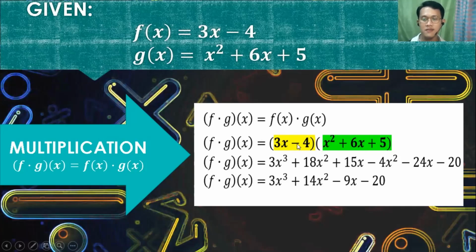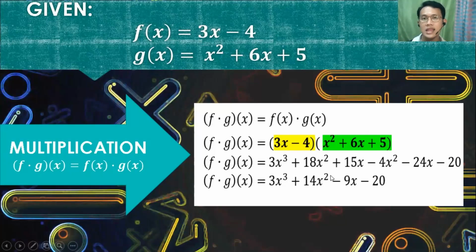Minus, okay, since we have here a subtraction sign, so minus 4 times x squared, that is negative 4x squared, and negative 4 times 6x, that is negative 24x. And lastly, negative 4 times 5, that is negative 20. Don't forget the basic rules, guys. That is very important because we're always going back to the basic rules, applying it here in operation of functions.